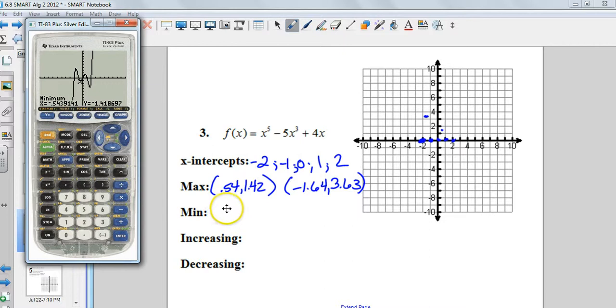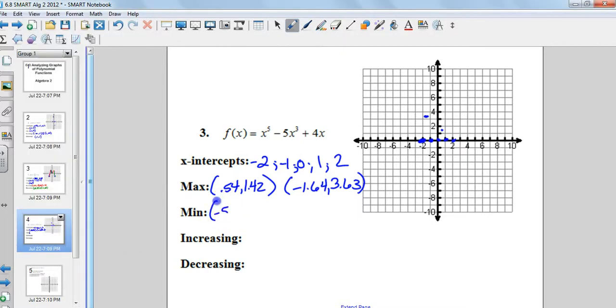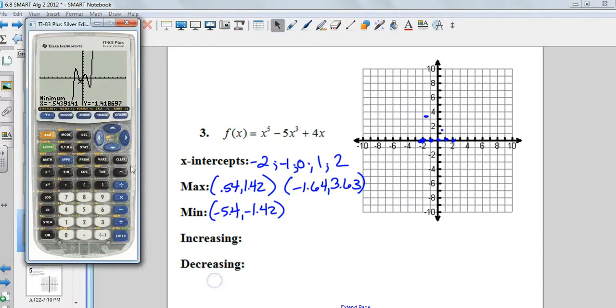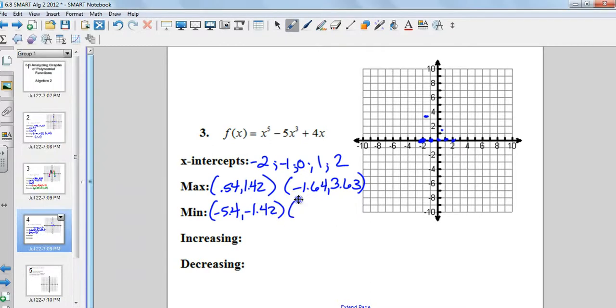So we have a minimum of negative 0.54, negative 1.42. And if you just kind of think about how the symmetry worked here, I think it would be smart of us to assume that this minimum right here is going to be a 1.64 and a negative 3.63, and he is. So if you don't trust me, go ahead and find it yourself. But he's a 1.64, negative 3.63.